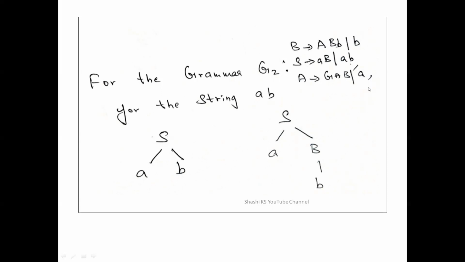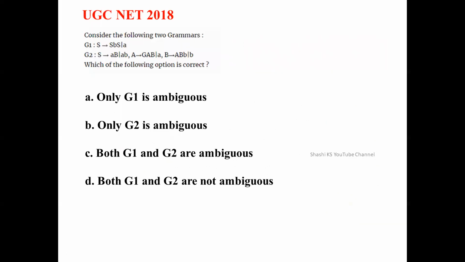Okay, so the second grammar is S derives aB or bA, B derives abB or b, and A derives baA or a. For this, let's say if I have to generate the string ab, I can directly generate it by the start symbol S derives aB, or I can use this production S derives a and capital B, and from B I can derive b, the terminal b. So there are two different parse trees existing for this string, and so this grammar is also an ambiguous grammar. So the right answer for this would be both G1 and G2 are ambiguous.